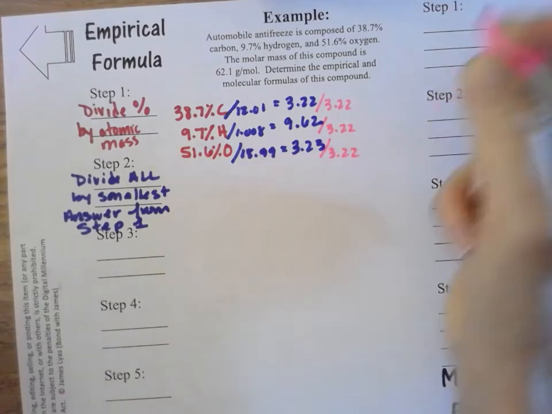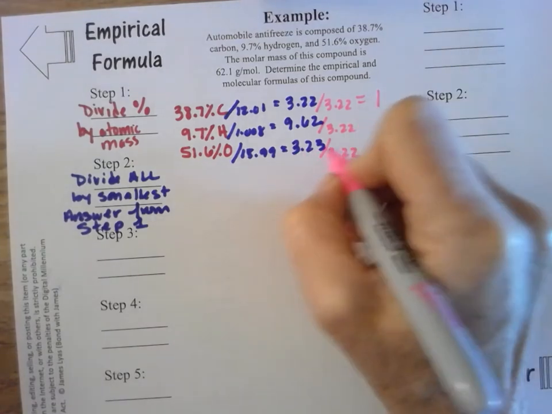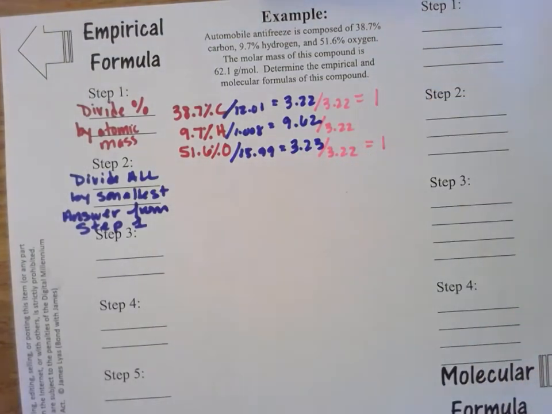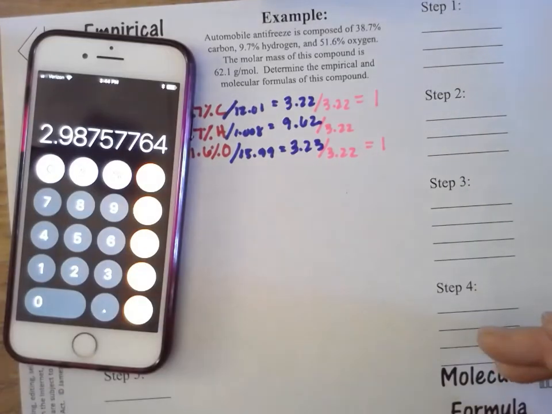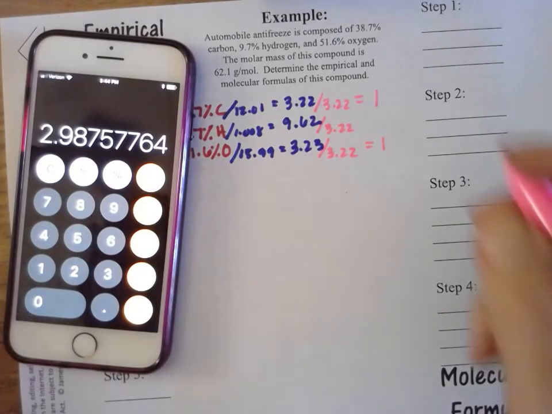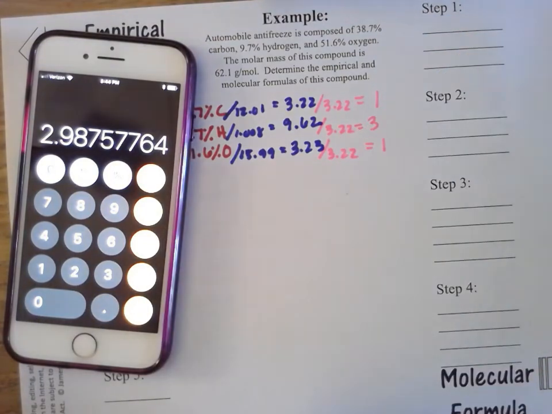I know that this equals 1, and this equals 1, because you're going to round. And 9.62 divided by 3.22 is, my calculator has 2.98, but I'm going to round that up to a 3.